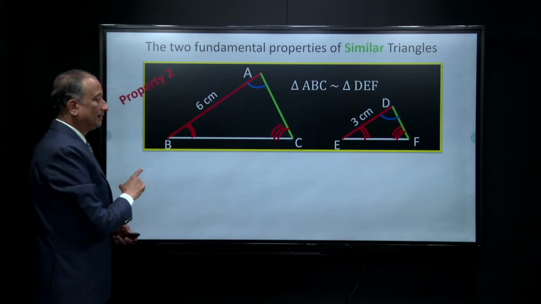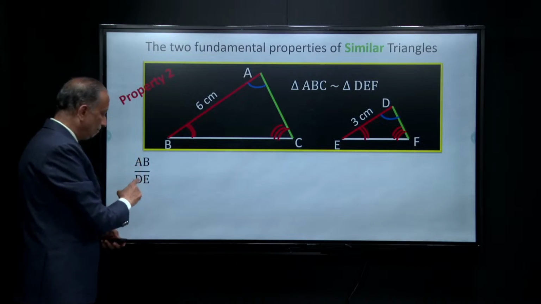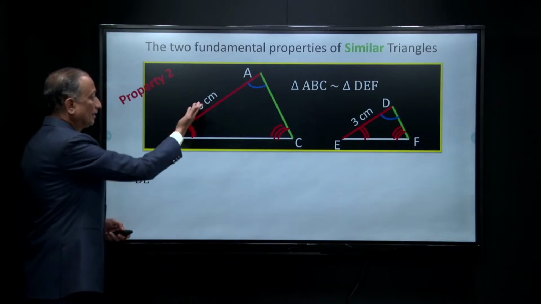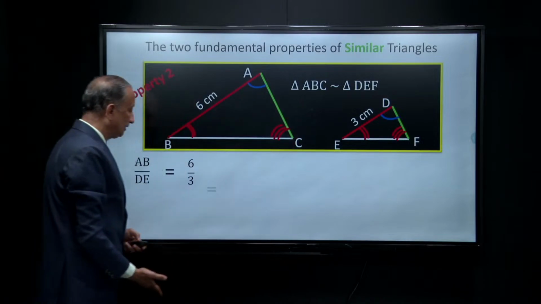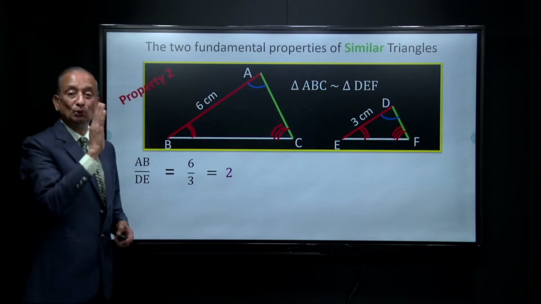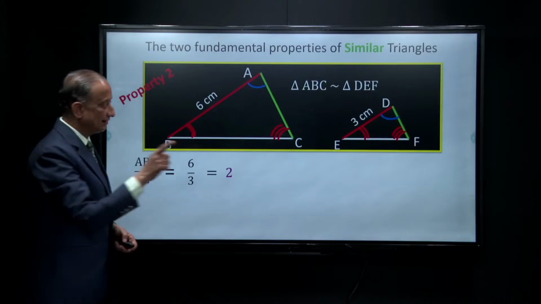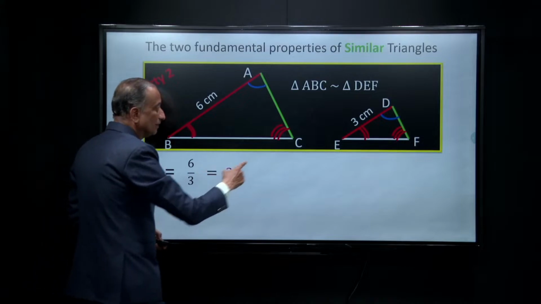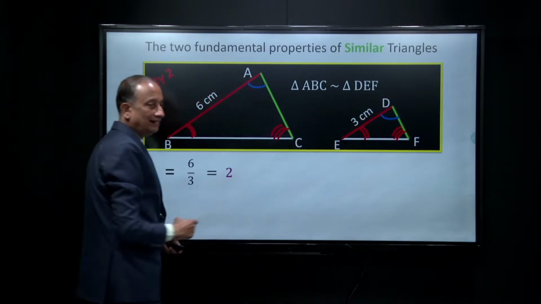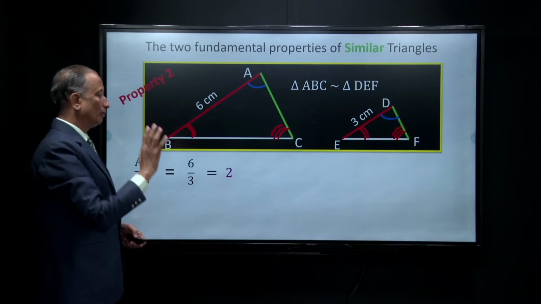So let us consider the ratio. AB upon DE. AB is how much? In this case, it is 6 centimeter. DE is 3 centimeter, which is equal to 2 in this case. Which means that the length of AB is 2 times the length of DE. You keep this in your mind.